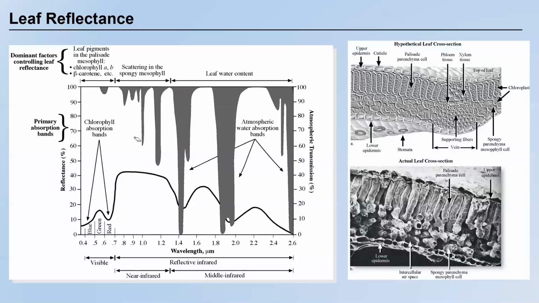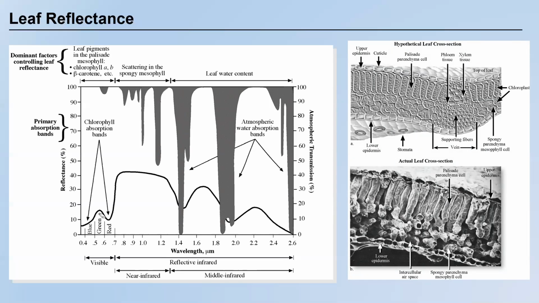Okay. So these are the chlorophyll absorption bands, blue and red. In these two bands, chlorophyll A and B absorb a lot of energy. So the reflectance is not that strong for leaves. And in green, you can see that there is a small reflectance peak here, because chlorophyll A and B do not absorb so much green light.